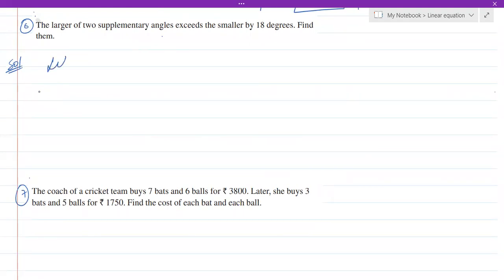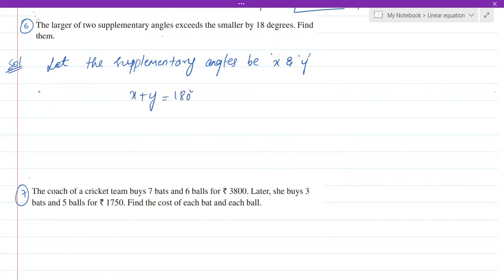So let the supplementary angles be x and y. If the supplementary angles are x and y, it's very clear that x plus y is equal to 180. If these are supplementary, if we add them, we should get 180. And let's assume x is greater than y.